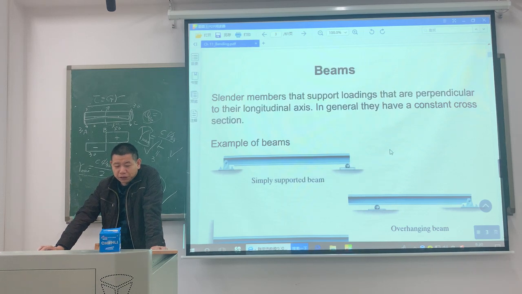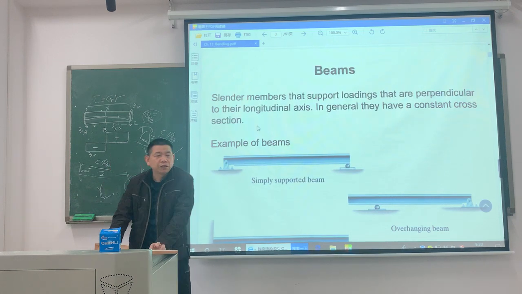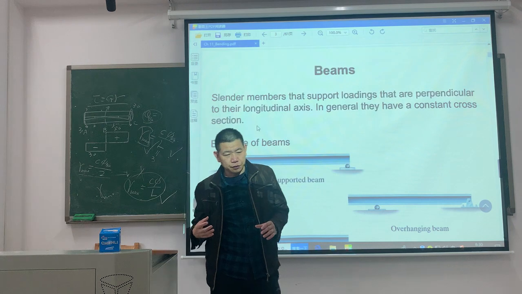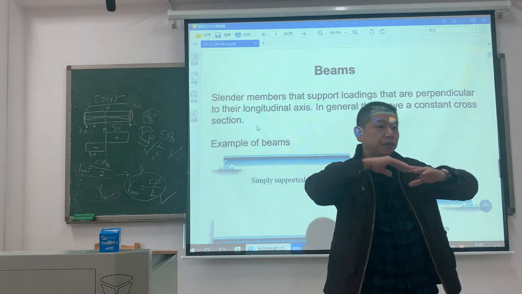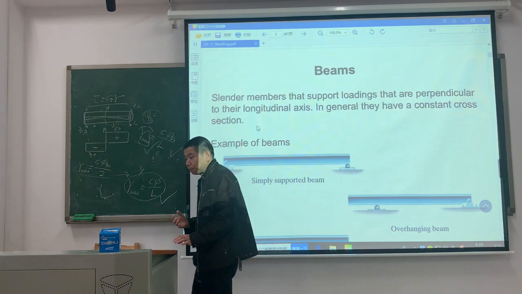Beam. What is a beam? A cylindrical member that supports loadings that are perpendicular to the longitudinal axis. In general, they have a constant cross section. We call this kind of member a beam. It means for a beam, the deformation is bending. This kind of member is a beam.